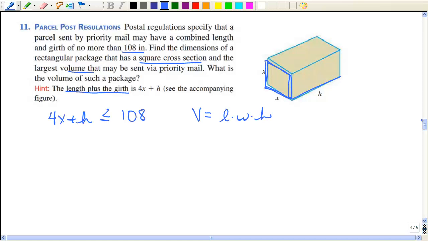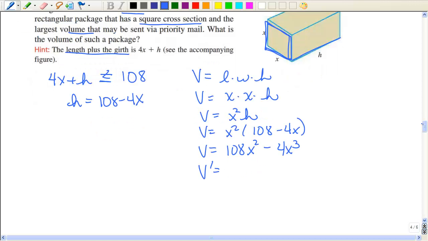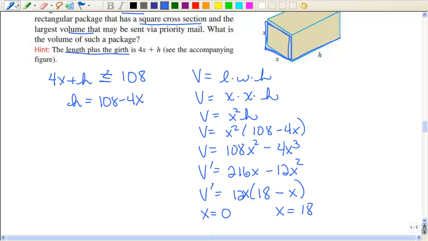So to go back, volume is length times width times height. In this case, that'd be x times x times h, which is x squared times h. Since we want to maximize this, I'm going to change the inequality to an equal sign, and I'm going to solve for h and substitute it in here. So I'm going to take the derivative, set that equal to 0 and solve. So I'm going to get x is 0 and x is 18. I think you can see that x being 0 won't give you a box. So we have x is 18.